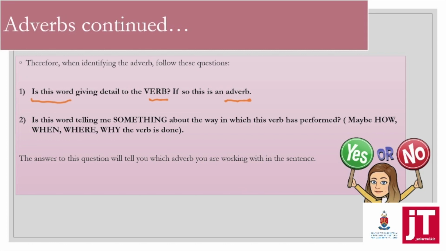Number 2: is this word telling me something about the way in which the verb has been performed? Okay, is it telling me how I agreed, when I agreed, where, why? What is it actually telling me? And then if it is telling me how, is it telling me the probability or how often? Okay, so just think about that. So if you know your adverbs, then you know which questions to ask, and then it will come quite easily to you if you practice. Okay, let's move on.